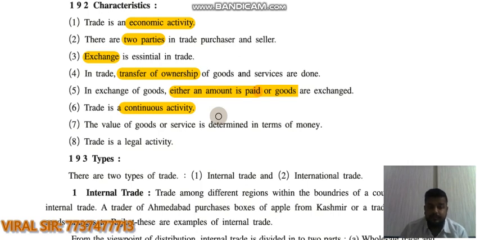Clear? The value of goods or services is determined in terms of money. That is a separate thing, whether you are exchanging it for money or not. Maybe you can exchange it for any other goods or commodity, but the value should be determined in terms of money. It is not compulsory to determine, but at least it should be able to be determined. Next is the last one. Trade is a legal activity. It should be a legal activity. So these were the characteristics, easy characteristics.